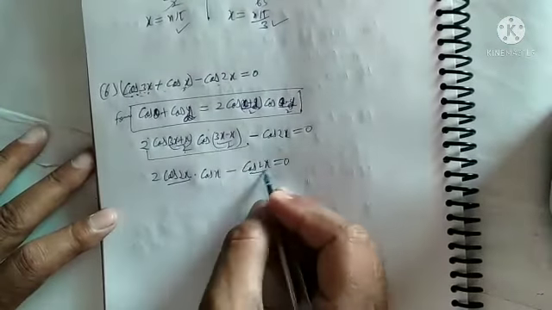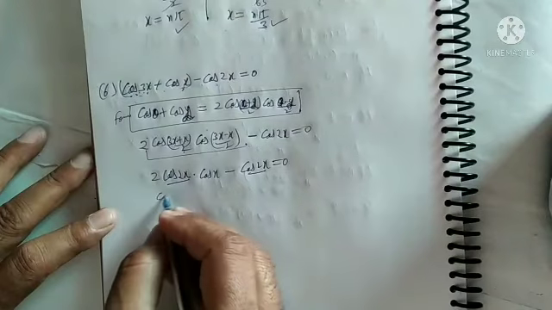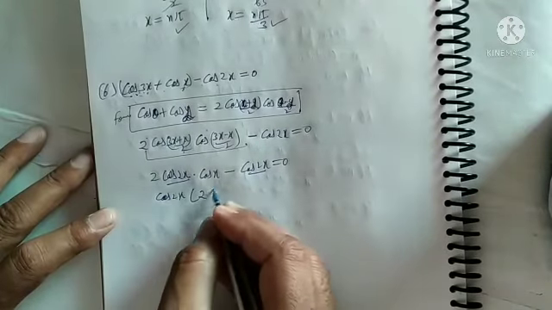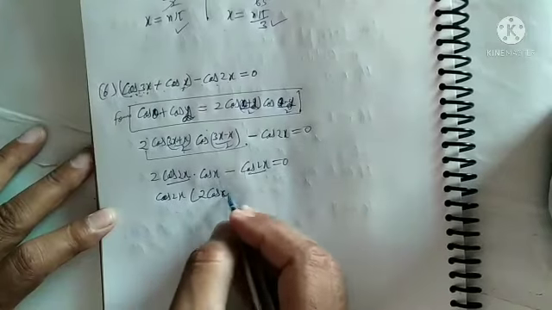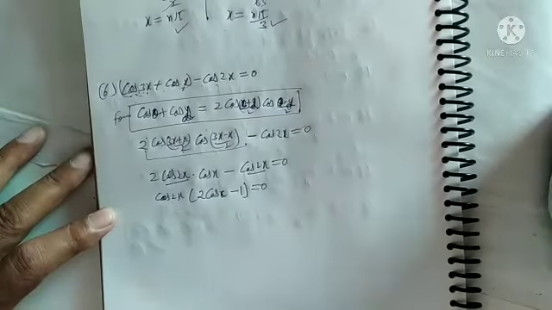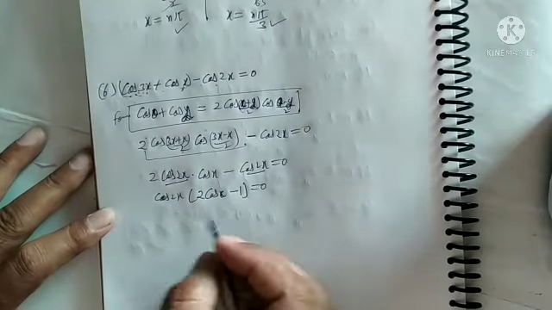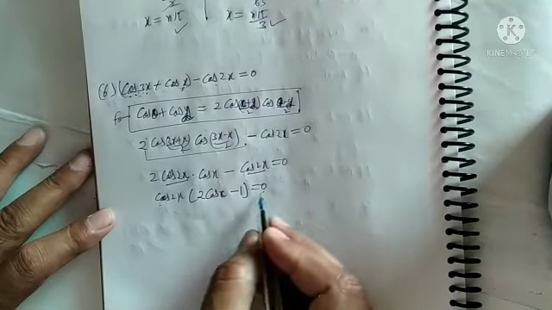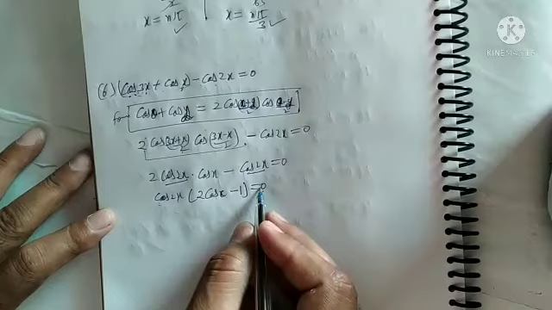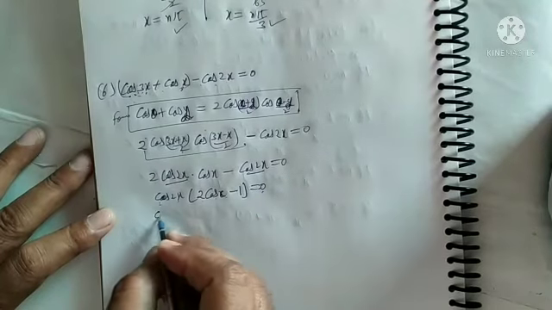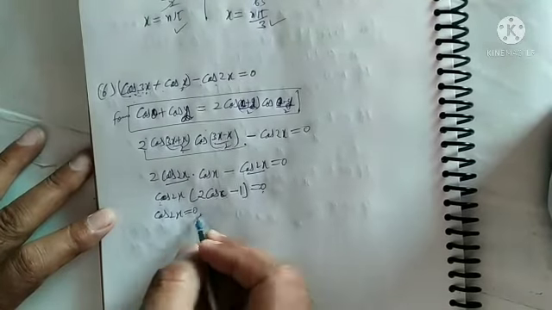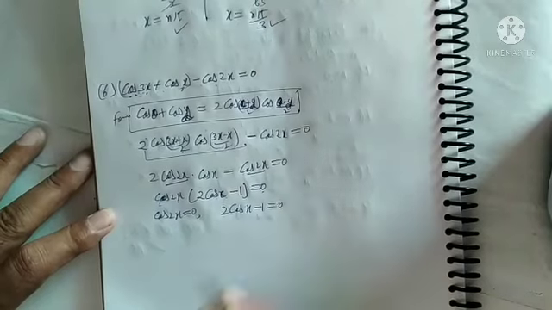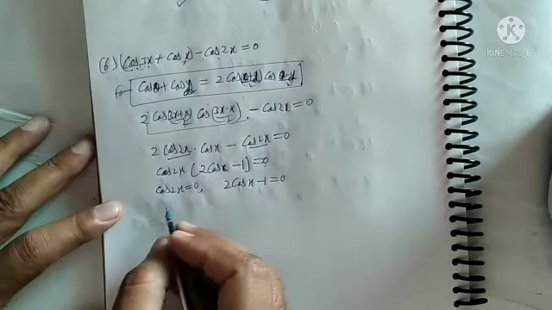Now what is common? You should take cos 2x common. So if you take cos 2x common, then what is left in the bracket? 2 cos x minus 1 is equal to 0. Now here cos 2x is equal to 0 and 2 cos x minus 1 is also equal to 0. So cos 2x is equal to 0 and 2 cos x minus 1 is equal to 0. Now cos 2x is equal to 0.